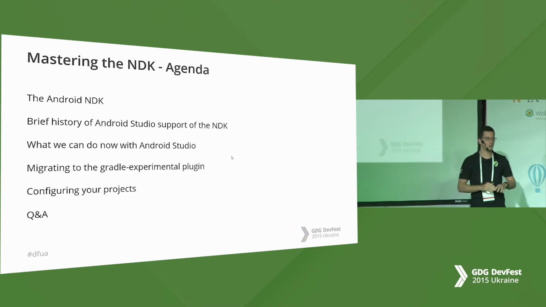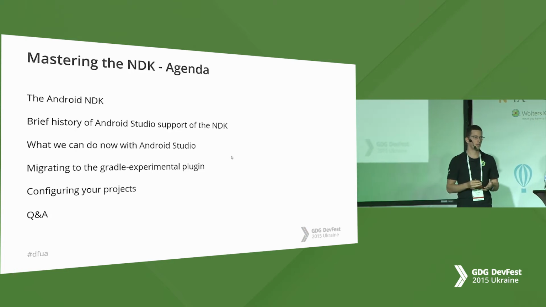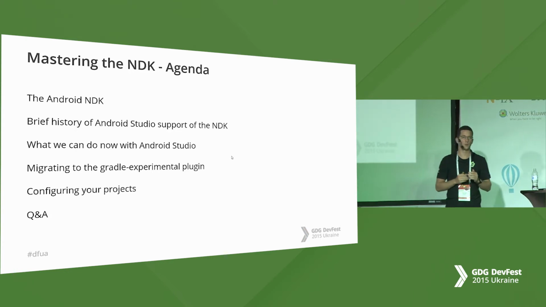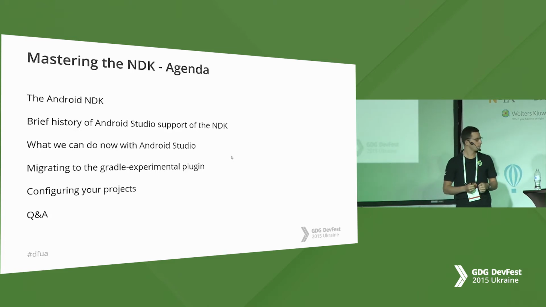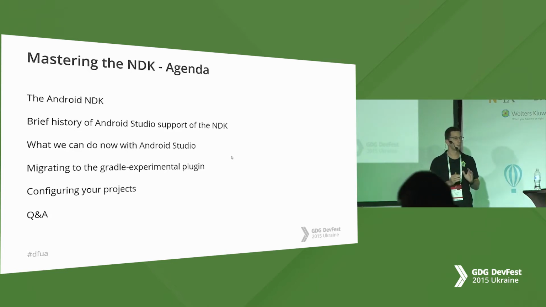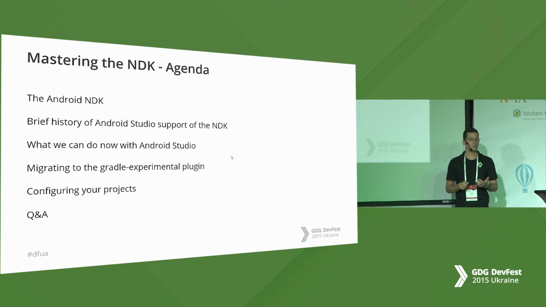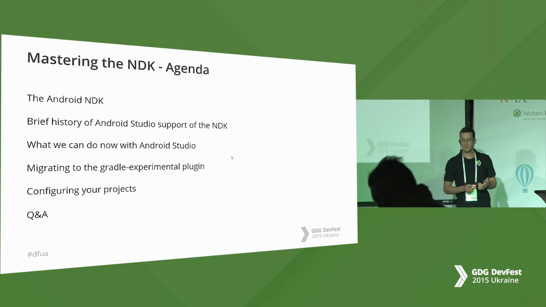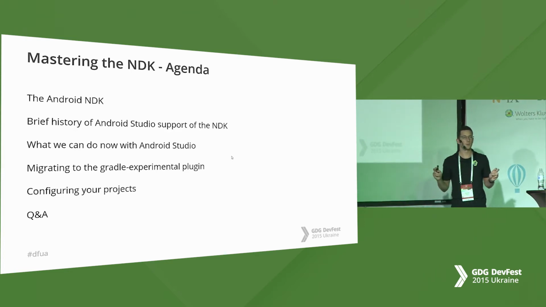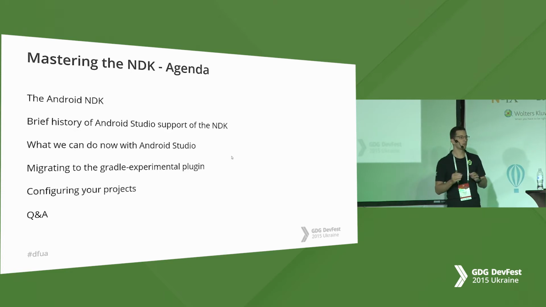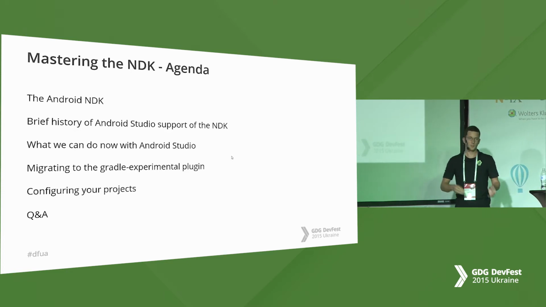Here's the agenda. Since not everyone in the room is knowledgeable about the Android NDK, I'll do a brief presentation of what it is. It's quite a complex topic, actually, but we'll go through it. Then I'll talk about the brief history of how the NDK was supported within the Android IDEs, what we can do with Android Studio today with the NDK, and how to migrate to a Gradle experimental plugin. Because you'll see a lot of what you do with the NDK is always a bit alpha, experimental, buggy, hard to use. And that's why I made this presentation.